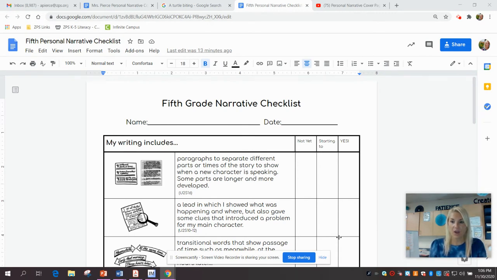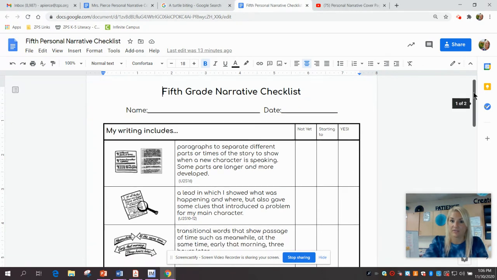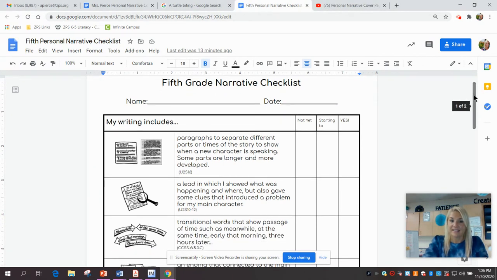Before we left for our remote learning, you took your writing folder home. And this checklist is found in your writing folder. Some of these icons we already had highlighted. Well, since then, we've gone through all of these icons. This is how Mrs. Kuman and I are going to be grading your personal narrative.